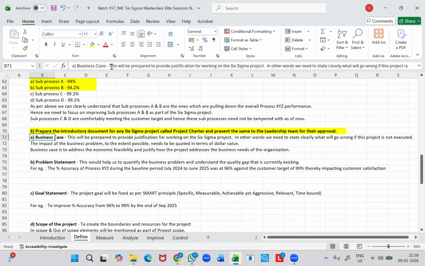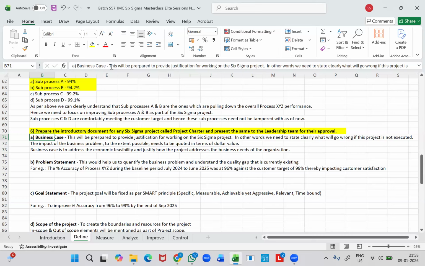In fact, out of all these elements that we just now saw in the project charter, only the business case will be slightly elaborate. All the other elements need to be short, crisp, and clear, right? So we should not be writing stories. Only the business case will be slightly elaborate. So the business case will contain a couple of paragraphs.